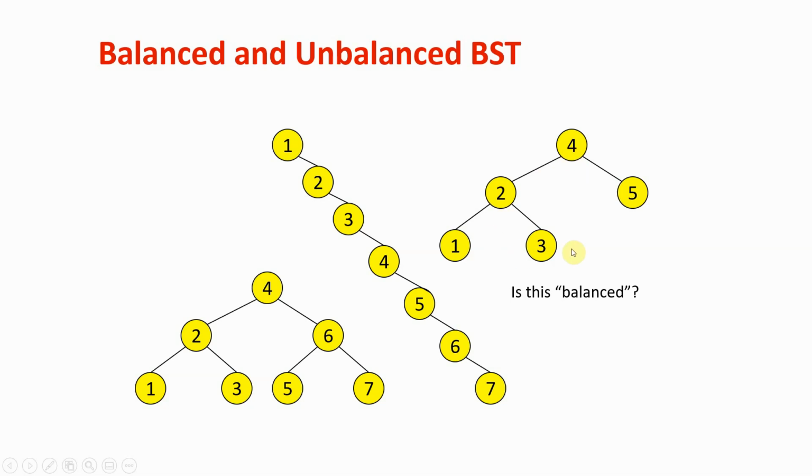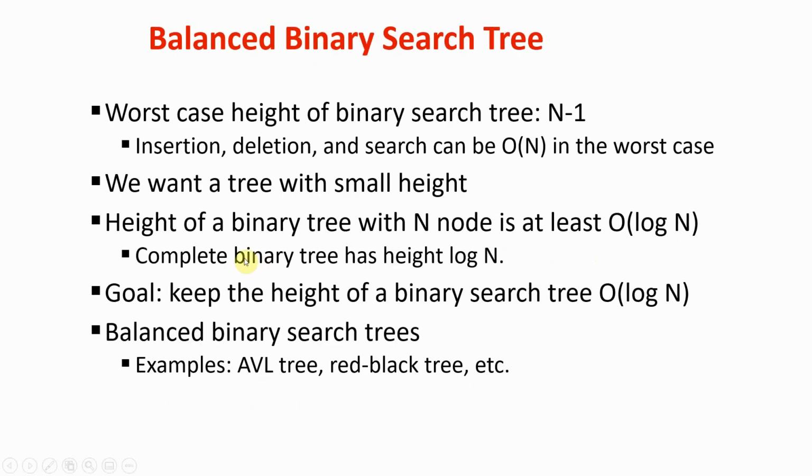So now the insertion, searching, and deletion in the worst case for balanced BSTs can be done in the order of log n, okay? So the goal is to keep the height of the binary search tree always log n. Some examples of balanced binary search trees are AVL trees, red black trees, or other balanced binary search trees. In this video, we're going to talk about AVL trees, which are balanced binary search trees. They are BSTs, but they're also balanced. They're height balanced, okay?